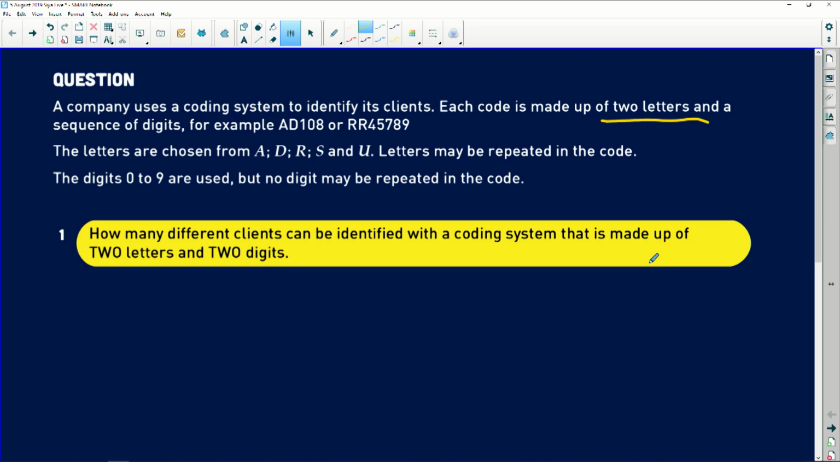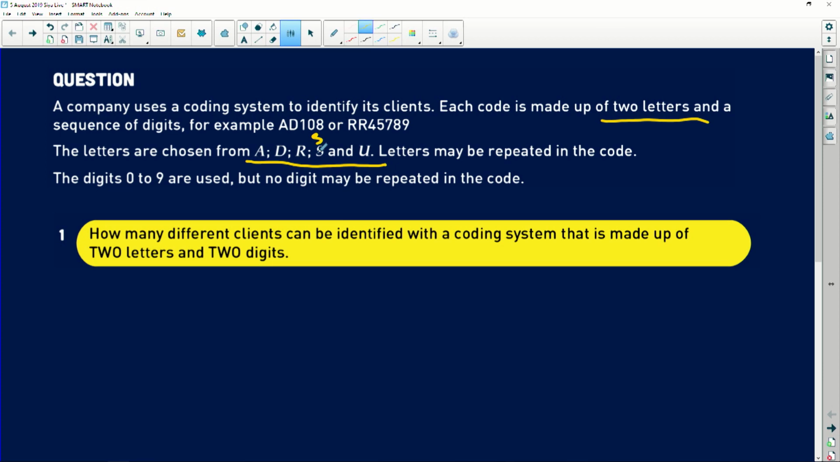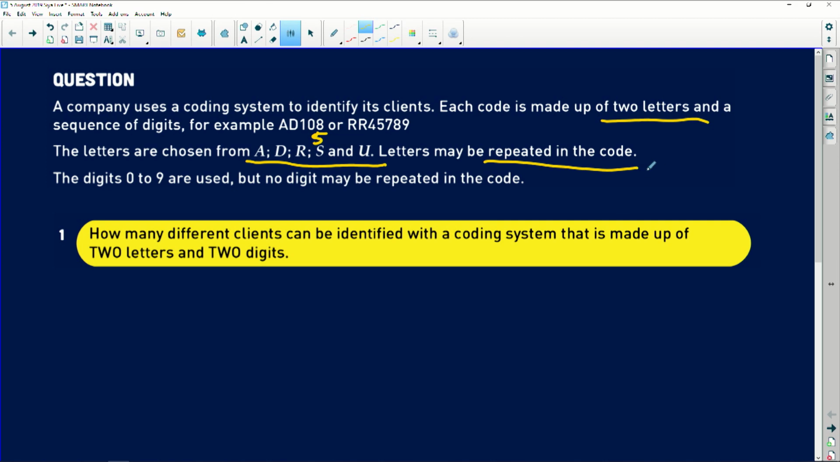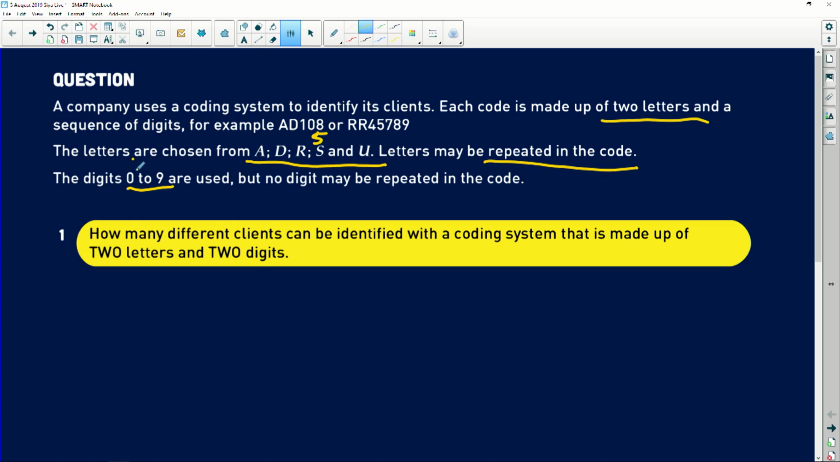Then the letters are chosen from A, D, R, S and U. So I've got 5 of them. I'll just write here, I've got 5 letters, and letters may be repeated in the code. They may be repeated in the code. If you repeat a letter, then something else must not be repeated. Then they say the digits are from 0 to 9. So that would mean I have 10 digits I can use.